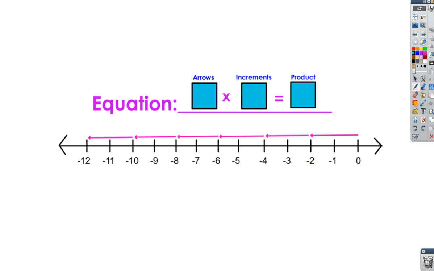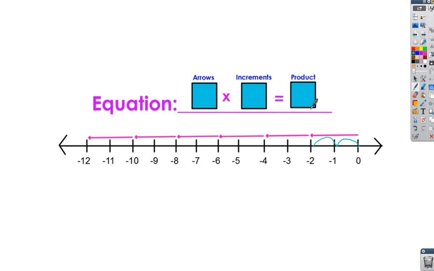Now we're going to do some models. So each one of these boxes represent a part of our model. We have the arrows, which are the arrows above our numbers. The increments, which is like the number of hops our arrows are, or the number of spaces between our 0 and the number we're talking about. Then our product's going to be our answer, so where our model stops.